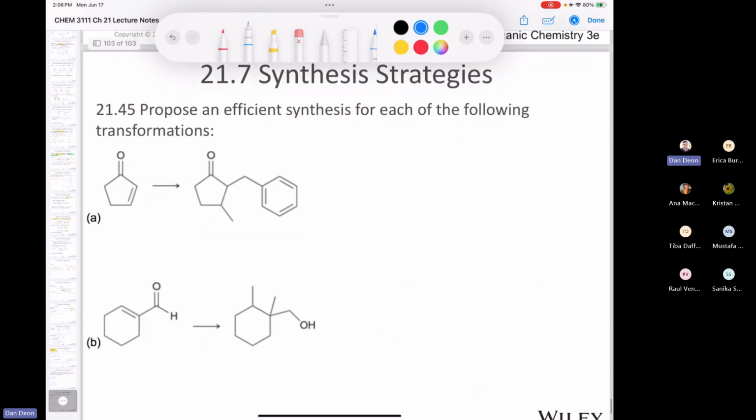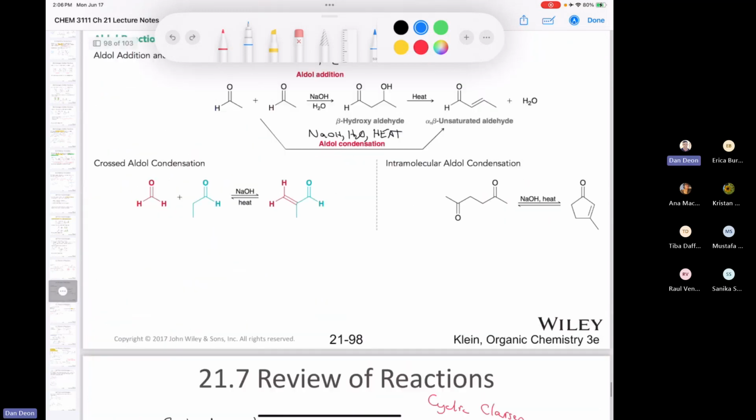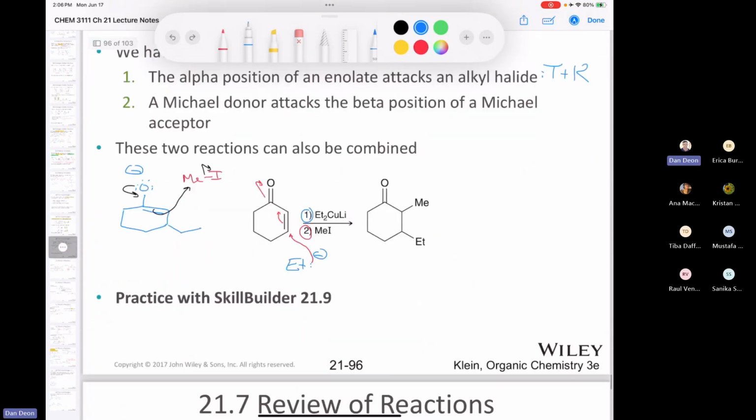What are these ones about? Propose an efficient synthesis. So this one here, 21.45, is just getting you to practice this reaction. Come on, iPad. It's getting you to practice this.